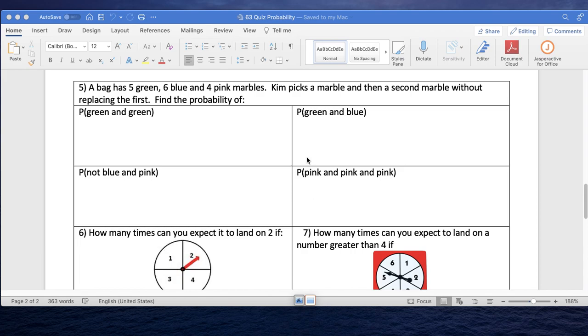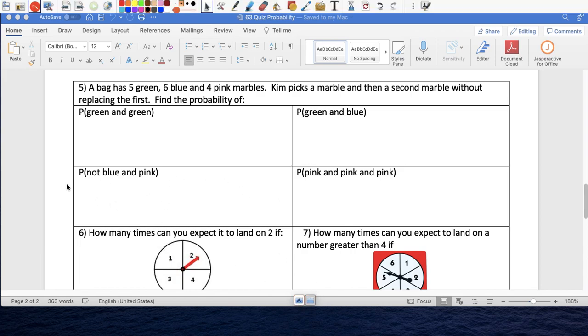Now this one. I put a little star ahead of time. This is the one that I completely missed today. P of green and green, so the probability of getting a green is 5 out of 15. You're not putting it back, so it's the dependent probability. When you go back to the bag, you'll have one less green and one less in total. So simplify 1/3, 2/7, you get 2 out of 21.